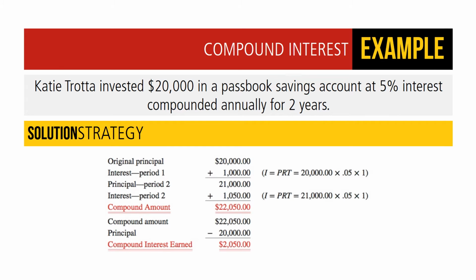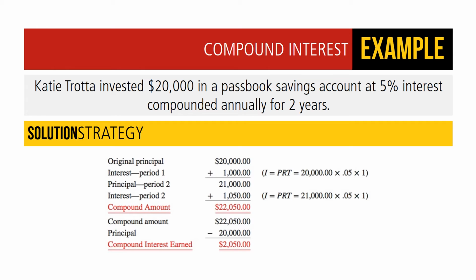Kate invested $20,000 in a passbook savings account at 5% interest compounded annually for 2 years. Let's manually calculate the compound amount of the investment and the total amount of compound interest Kate earned. To solve this compound interest problem manually, we must apply the same simple interest formula twice because there are 2 compounding periods, 2 years with 1 period per year.